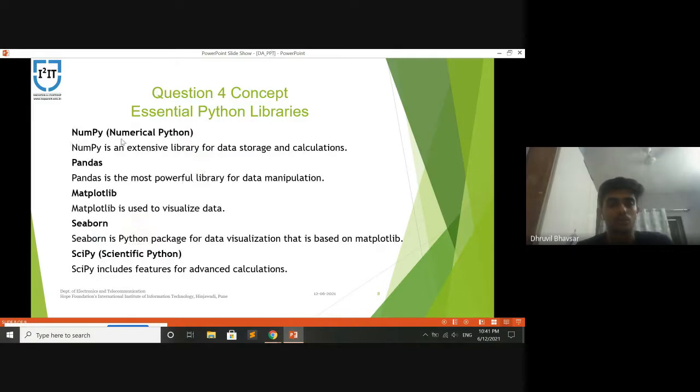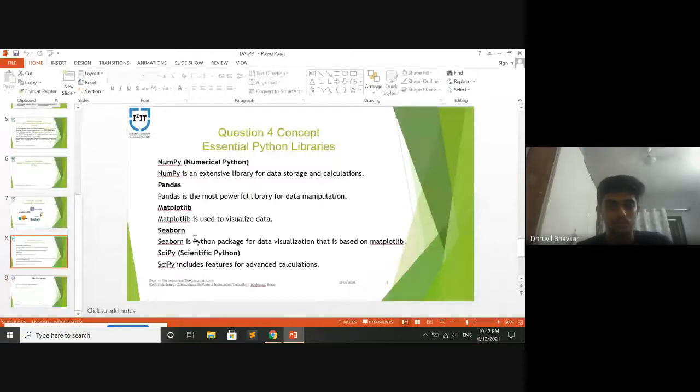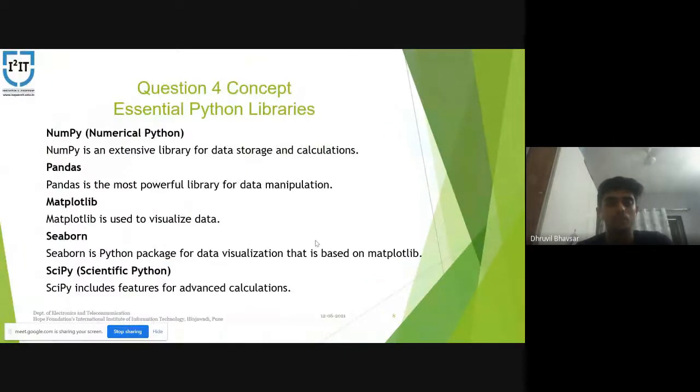Here is the summary of the question. NumPy is short for numerical Python. NumPy is an extensive library for data storage and calculation. Pandas is used for data manipulation and analysis. Matplotlib is used for visualization of data in graphs and many other ways. Seaborn is also a Python package for visualizing data, based on Matplotlib. SciPy is short for scientific Python. SciPy includes features for advanced calculation.